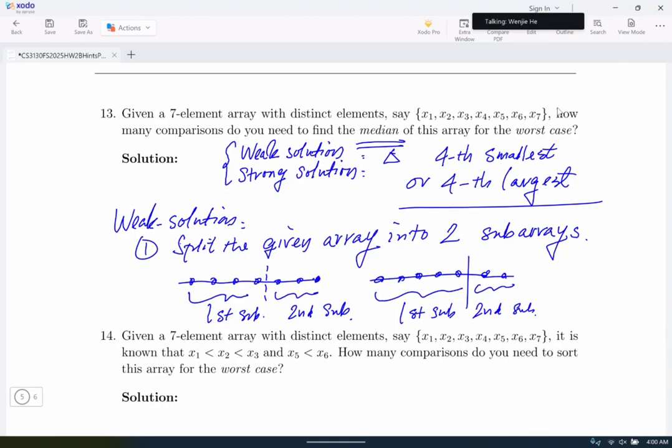Next step, can you sort the first subarray with certain number combinations? Can you sort the second? Because when the sizes of your two subarrays become relatively small, you can use fewer comparisons to sort these two subarrays, right? Here you can also sort.